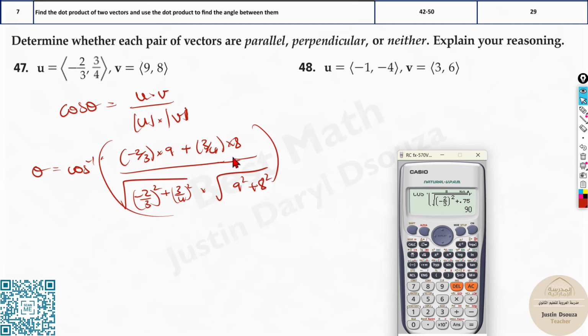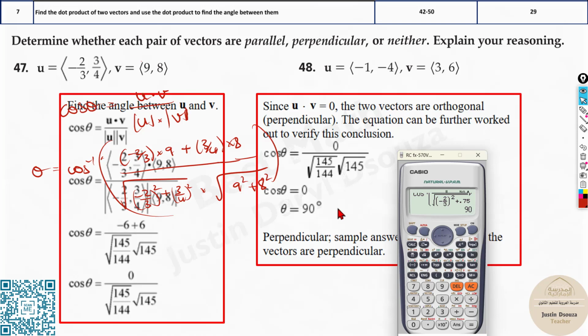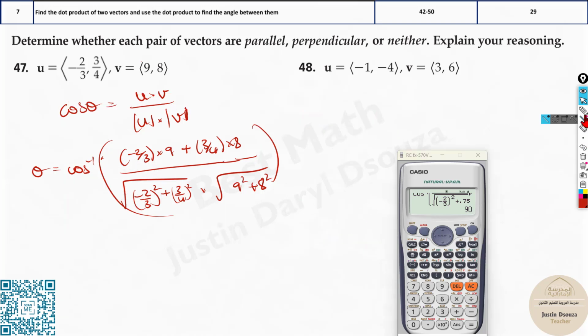The answer is 90. Let's just double check this. Yes, the answer for theta is 90. What happens when it's 90 degrees?